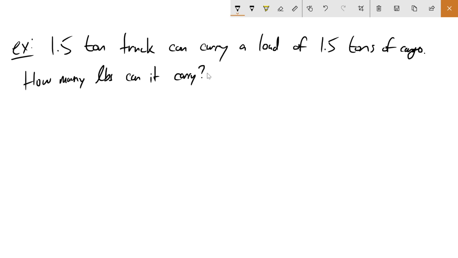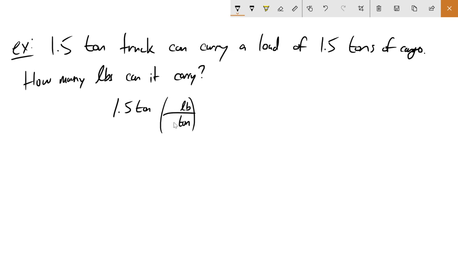If you look at the weight conversions, what do we know about tons to pounds? A ton is 2,000 pounds. So is this going to be a multiplication problem or a division problem? We're starting at tons, right? When I pick the fraction to multiply by, I want to get rid of tons, so ton goes on the bottom. And I want to move to pounds, so pound goes on top.